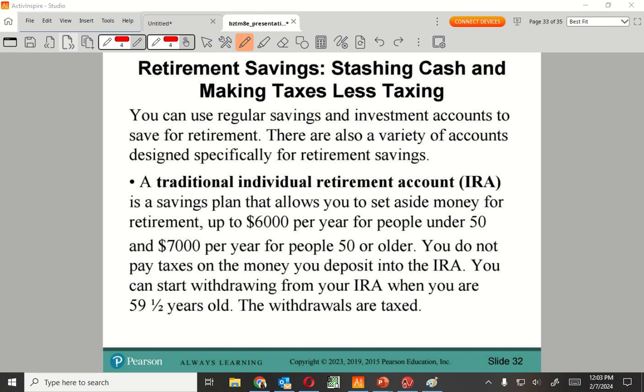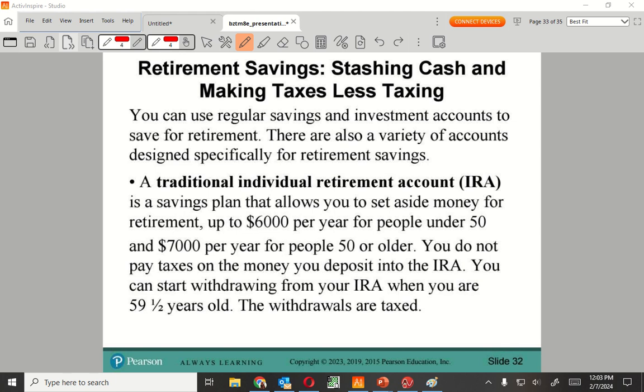Alrighty, so now, next part right here, this is just talking about the different investments, so I know you're paying attention. Okay, you can use regular savings and investment accounts to save for retirement. There is also a variety of accounts designed specifically for retirement savings. A traditional individual retirement account, IRA, is a saving plan that allows you to set aside money for retirement up to $6,000 per year for people under 50, $7,000 per year for people 50 or older. You do not pay taxes on the money you deposit into the IRA. You can start withdrawing with your IRA when you're 59 and a half.